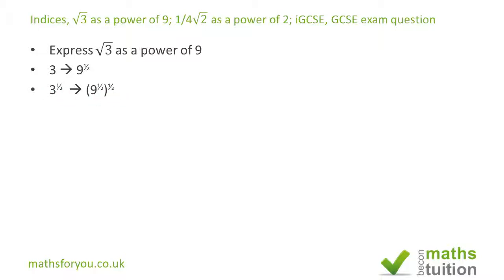Right, and now by the law of indices, because we've raised it to the power of a half, we then have to multiply the indices. So a half times a half is a quarter. So 3 to the power of a half, which is the square root of 3, is the same as saying 9 to the power of 1/4. I hope that made some sense.